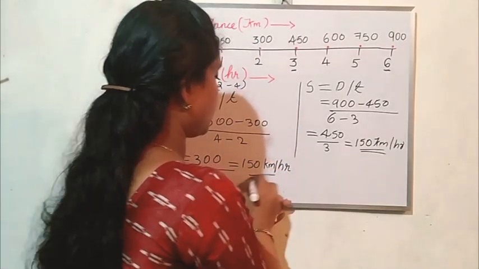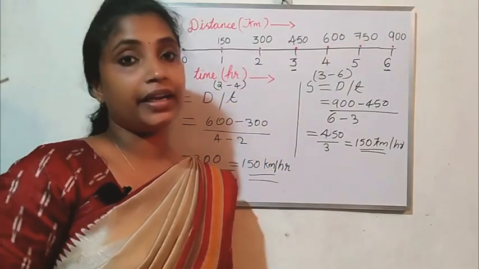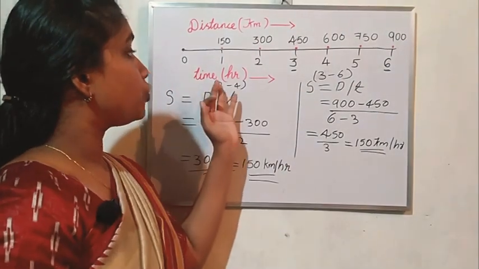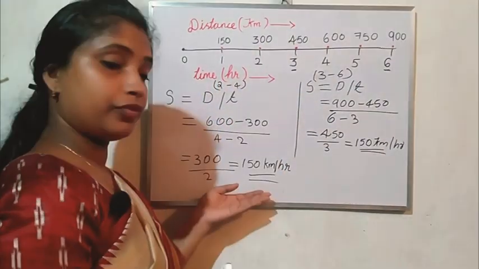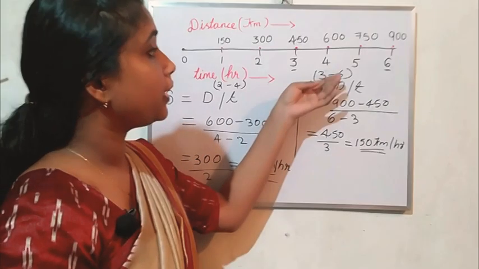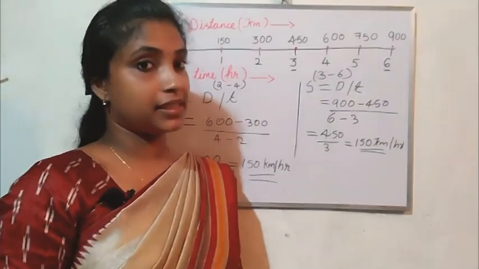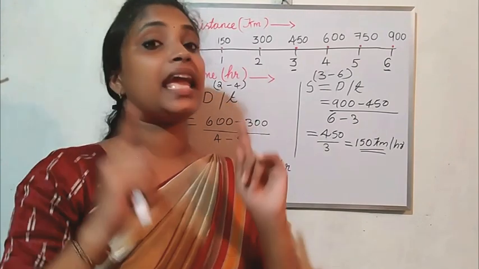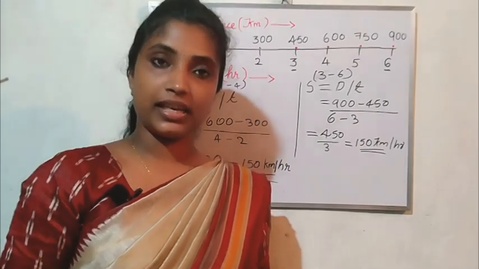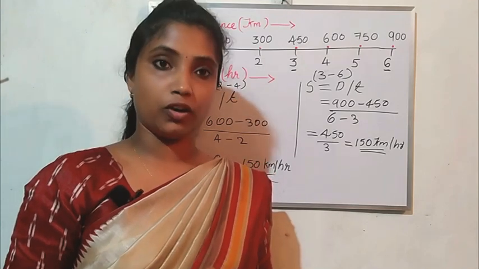Right? Look into this. The speed of the train between 2 hours and 4 hours is 150 kilometers per hour. And also from 3 hours to 6 hours is 150 kilometers per hour. Both are same. That means in each 1 hour this train travels 150 kilometers.